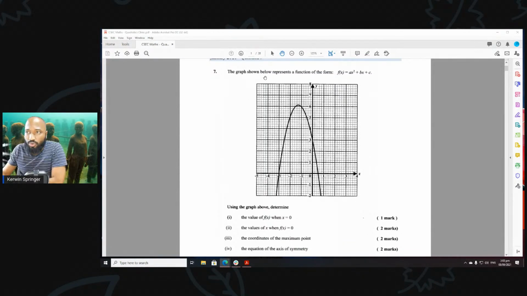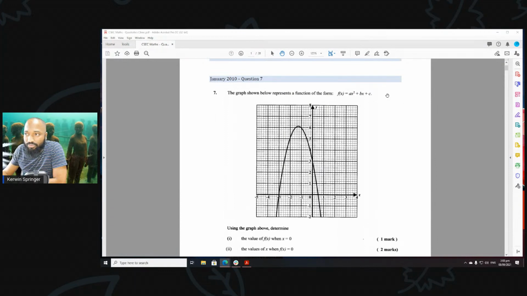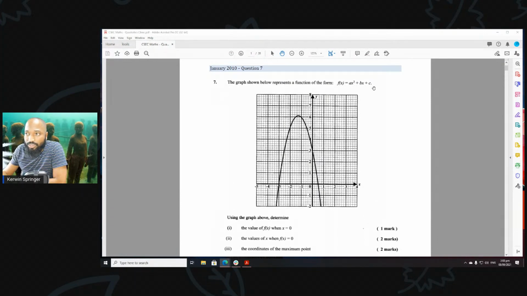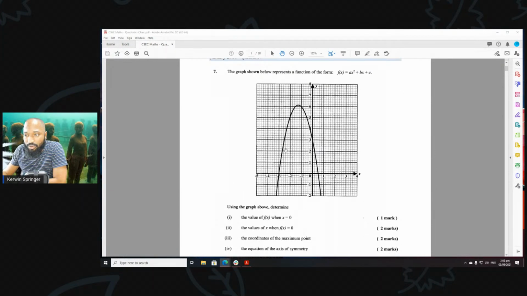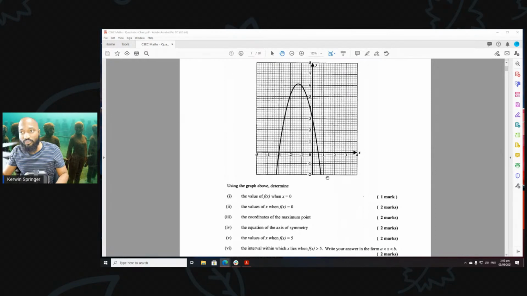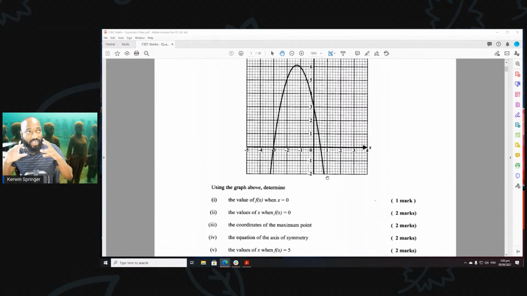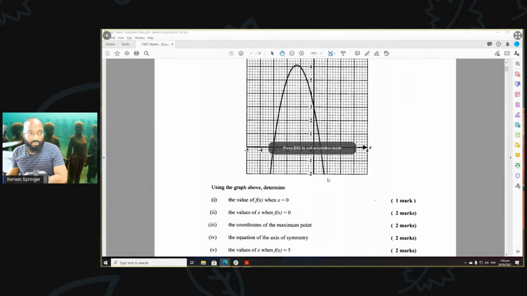The graph shown below represents a function of the form f of x is equal to x squared plus bx plus c. So this is 2010 question 7. Using the graph above, determine the value of f of x when x is equal to 0. So you're using the graph solely. This is a really lovely question in getting to understand how quadratics relate to a graph.